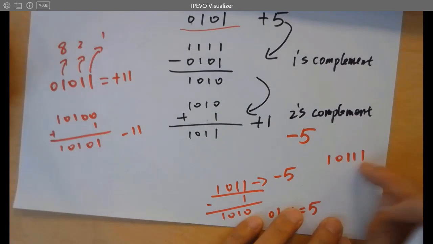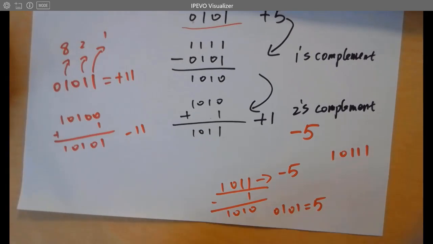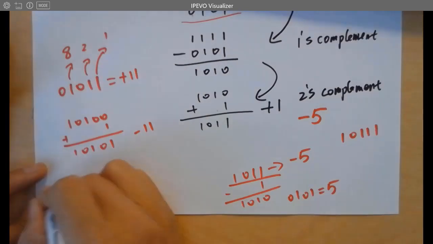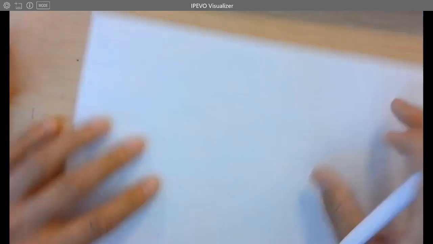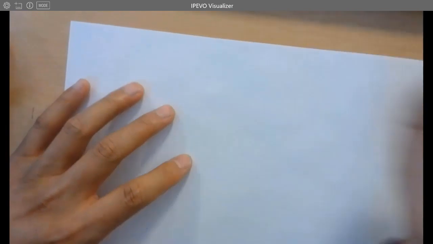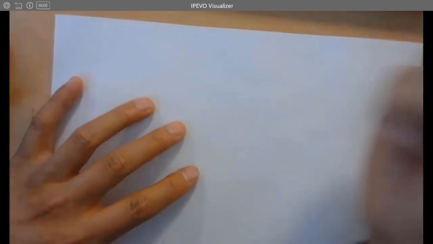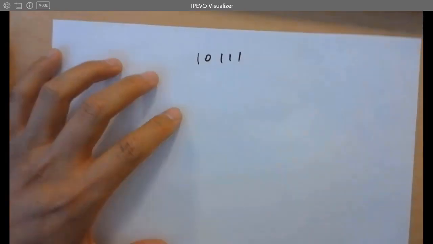You couldn't tell what this number is. You have to do what? Minus 1, invert. All right, repeat. I'm going to let you know one way to find out what that number is. 10111, still this number.